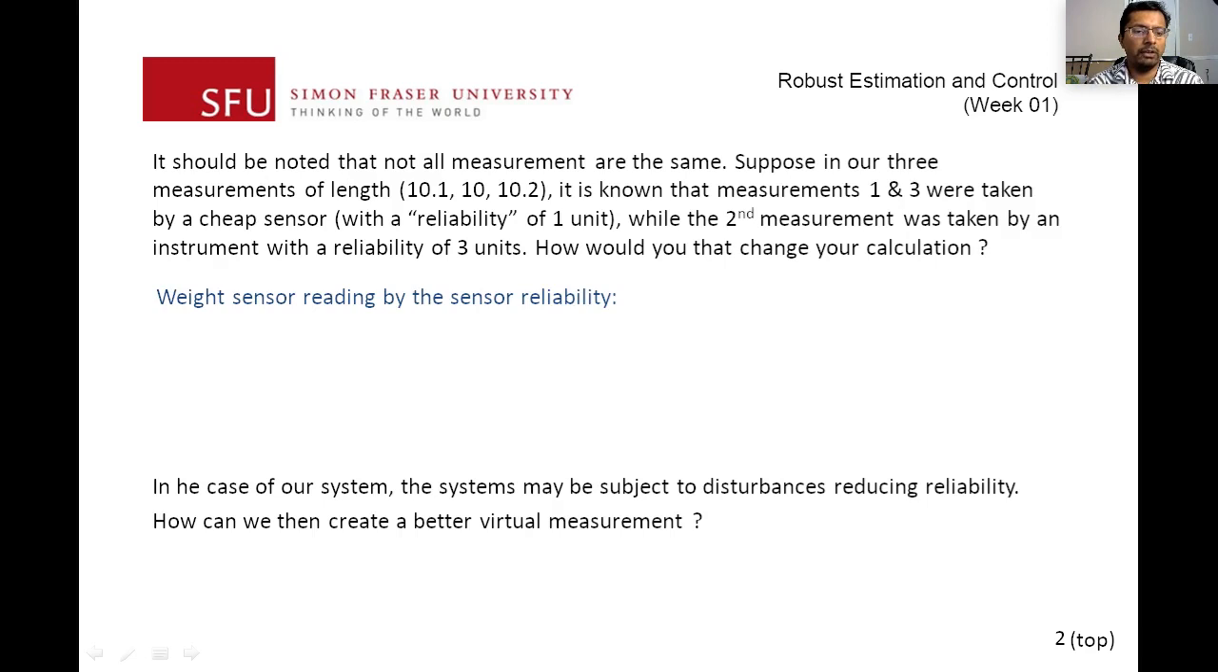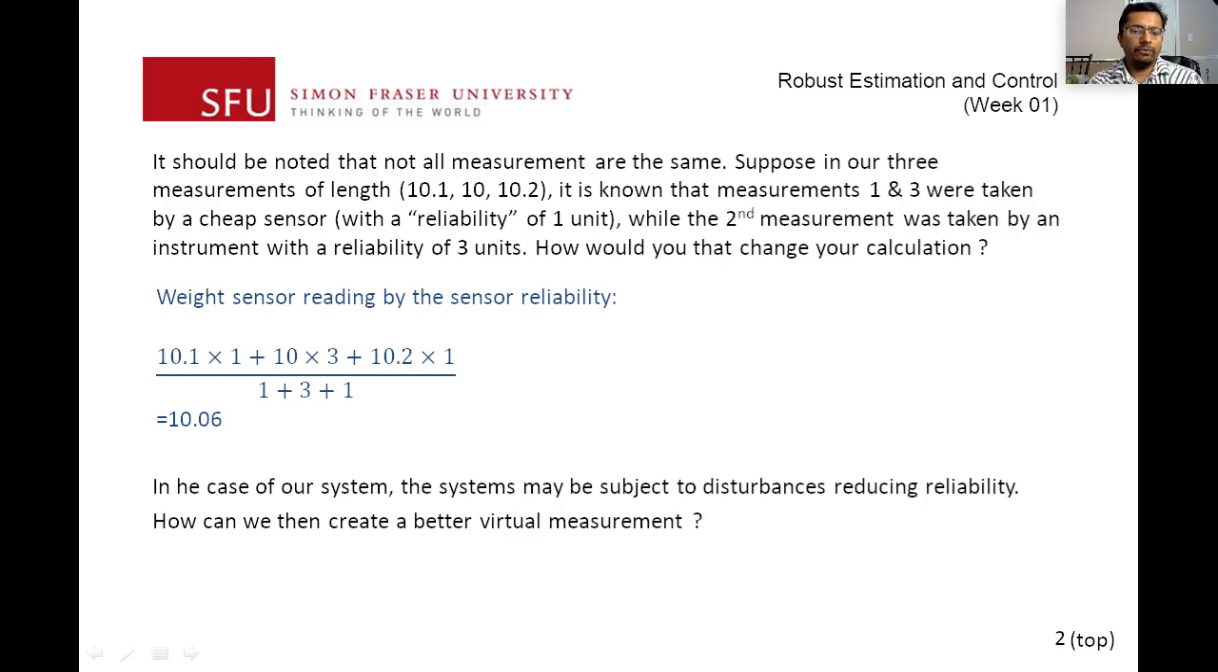So the weights would be the reliability of the sensors. So we multiply 10.1 by 1, 10 by 3 because it has 3 units of reliability, and then 10.2 by 1. And obviously, if you just added those up, that wouldn't be great, so you need to divide by the total weight. If we did that, we can calculate what this value would be. You can pause the video and try to calculate this value. In this case it is going to be 10.06, which you notice is much closer to our 10. Again, you can't really distinguish between this method and the previous method unless I tell you what the actual reliability of the sensor is.